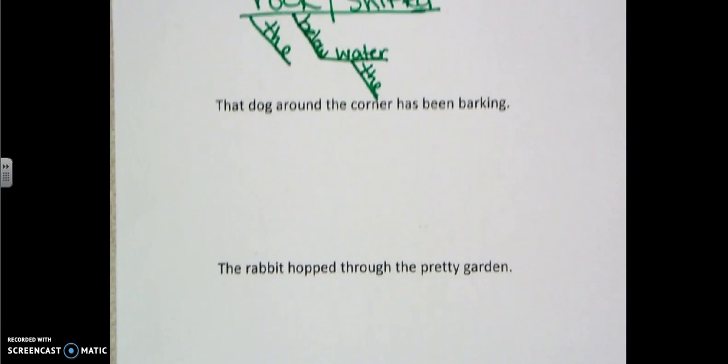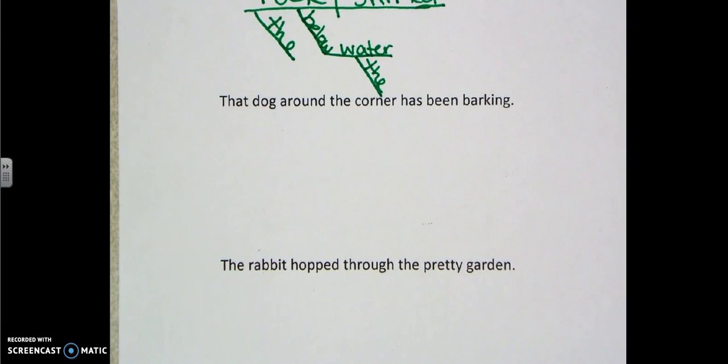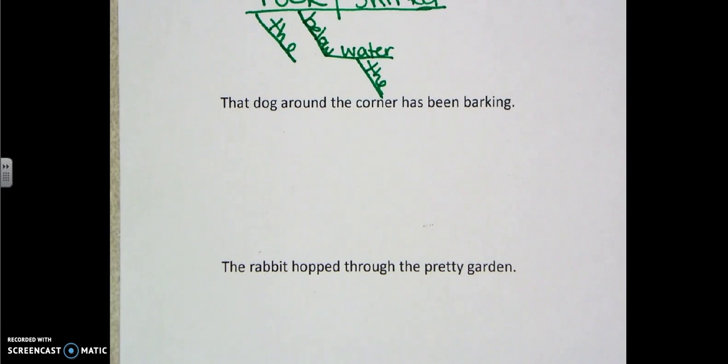All right, look at number 3. That dog around the corner has been barking. I want you to go ahead and take a couple minutes and do that one on your own.